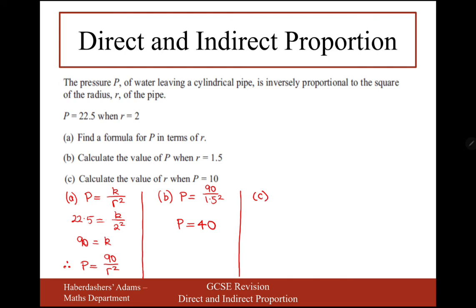Moving on to question C, find the value of R when P is 10. So take the formula and substitute in 10. So 10 equals 90 over R squared, times the R squared onto the other side. Divide by 10 and you get R squared is 9. So therefore R must be plus or minus 3, but it's the radius of a circle or a cylindrical pipe, so therefore it must be positive. R equals 3. And there we are, that's the answer for that question there.